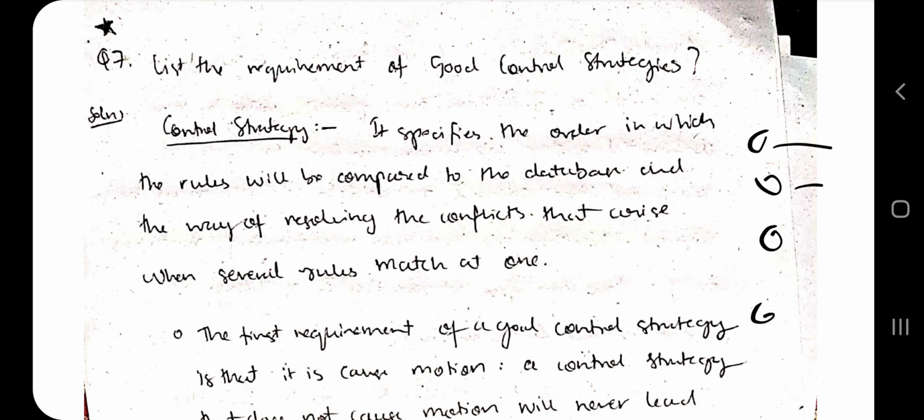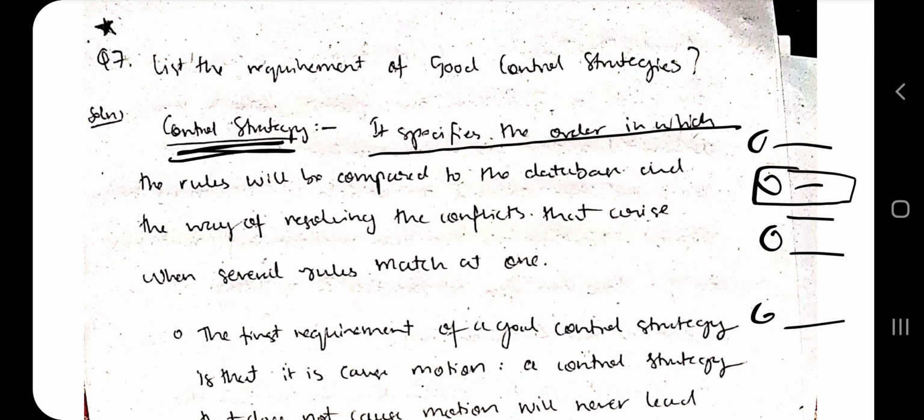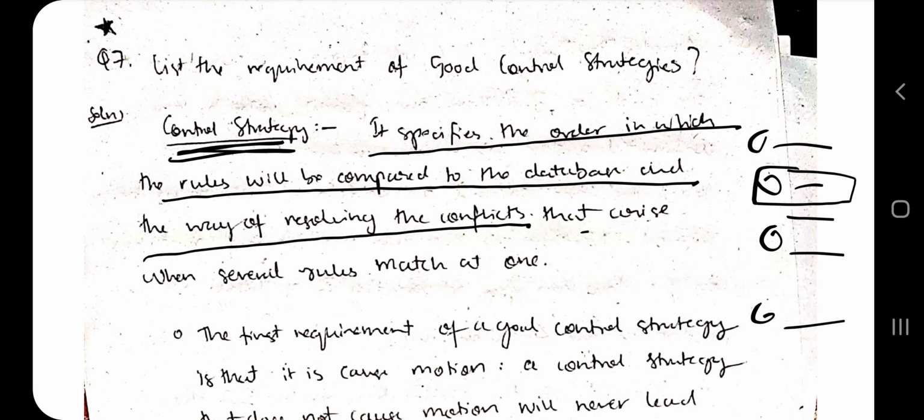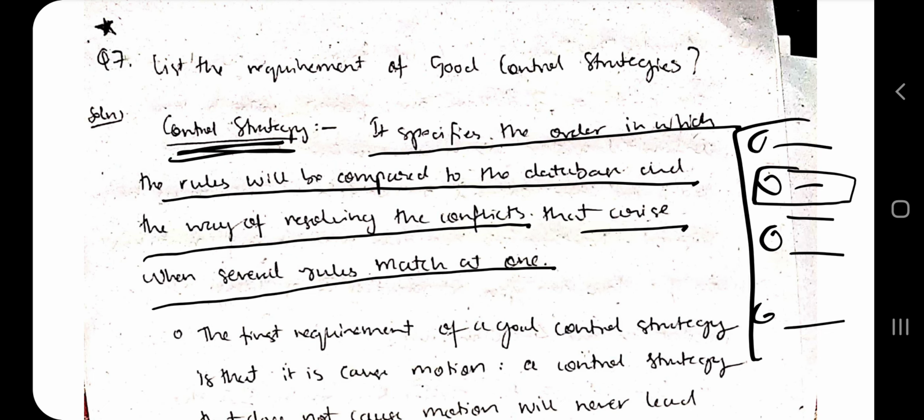If you have 10 rules here, which is the rule you are going to take at this moment of time? Which is the rule you are going to select at this moment so that you can get the best solution? That is what is called the control strategy. It specifies the order in which the rules will be compared to the database and the way of resolving conflicts that arise when several rules match at once. If several rules are possible, which is the rule you are taking so that you can get the solution? That is what is called control strategy.